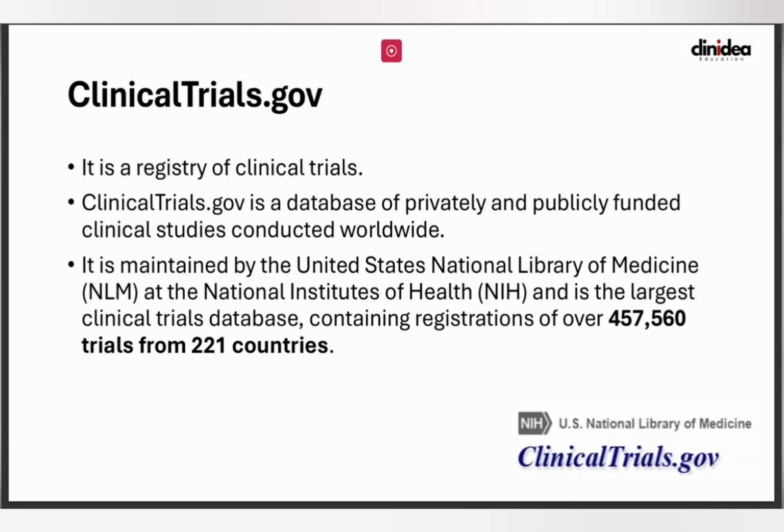So clinicaltrials.gov is a database of privately and publicly funded clinical studies conducted worldwide. This means, which I've already said, that it has the data. Either the trial is funded by pharmaceutical companies, which means private funding, or it is funded by the government or an institution, like public funding. These studies are conducted all over the world, not limited to just one country. So anyone can search and view trial details in this.